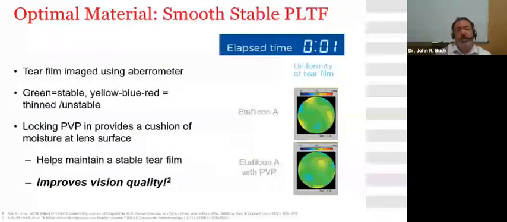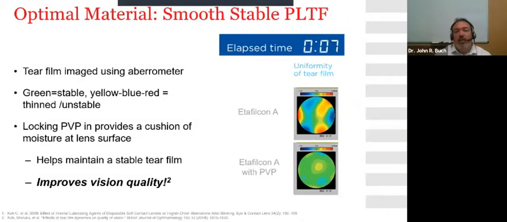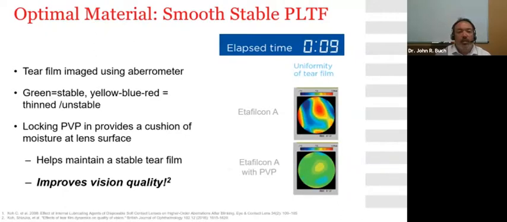If we look at the pre-lens tear film and why this is important, you see the impact of 2 identical materials here, Edafilcon A and Edafilcon A with PVP. The materials are identical, except obviously the addition of PVP in the bottom one. And these images were taken through an aberrometer. What you see in green would show a tear film that's considered stable, whereas when you get into the blues and the reds, that's when it becomes more thin and unstable. And clearly adding PVP to the lens enhances the pre-lens tear film and literally makes it more stable.